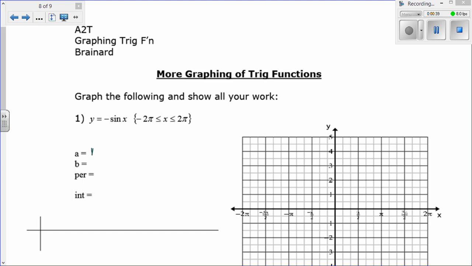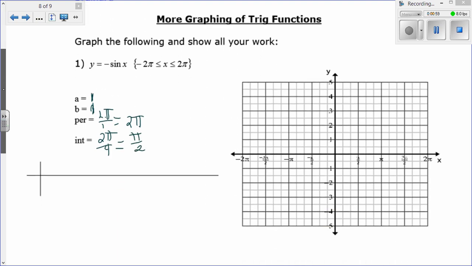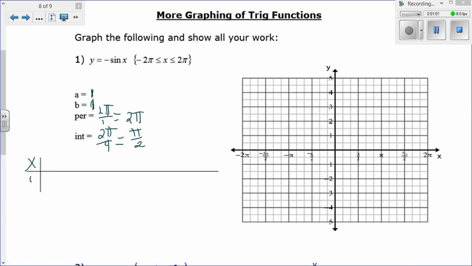And b in this case is 1. And remember, the period is 2 pi divided by b. In this case it's 1, so my period is 2 pi. And the interval is 2 pi divided by 4, which is pi over 2. So let's count by pi over 2's: 0, 1 pi over 2, 2 pi over 2, which is pi, 3 pi over 2, and then 4 pi over 2, which is 2 pi.